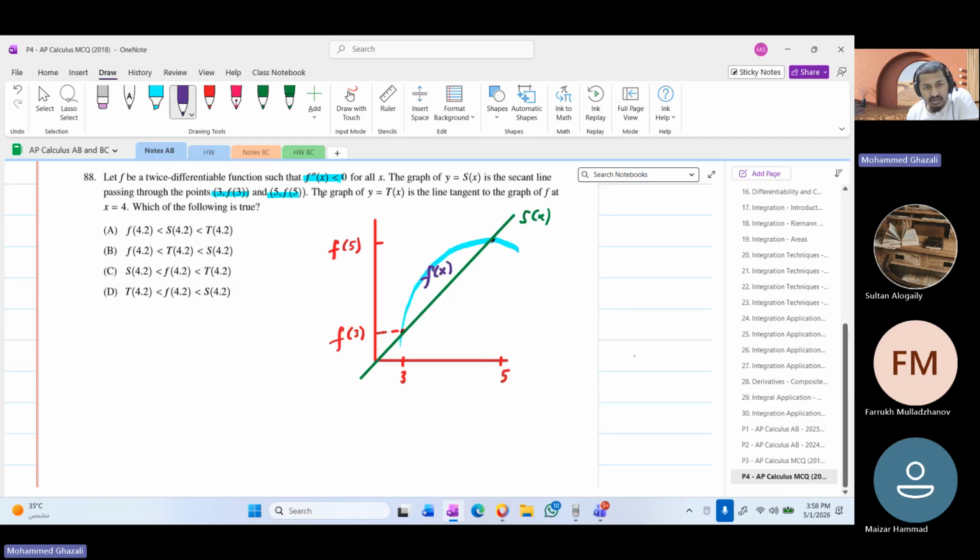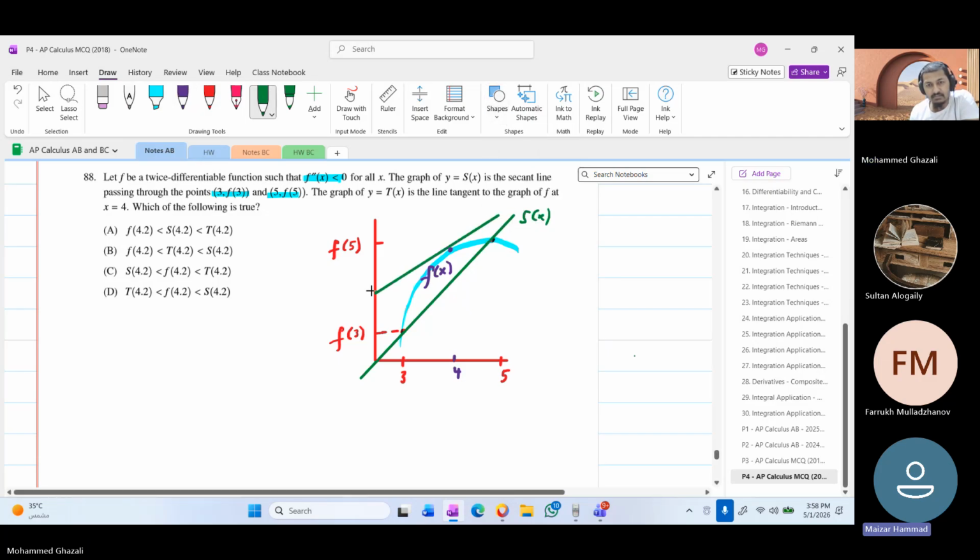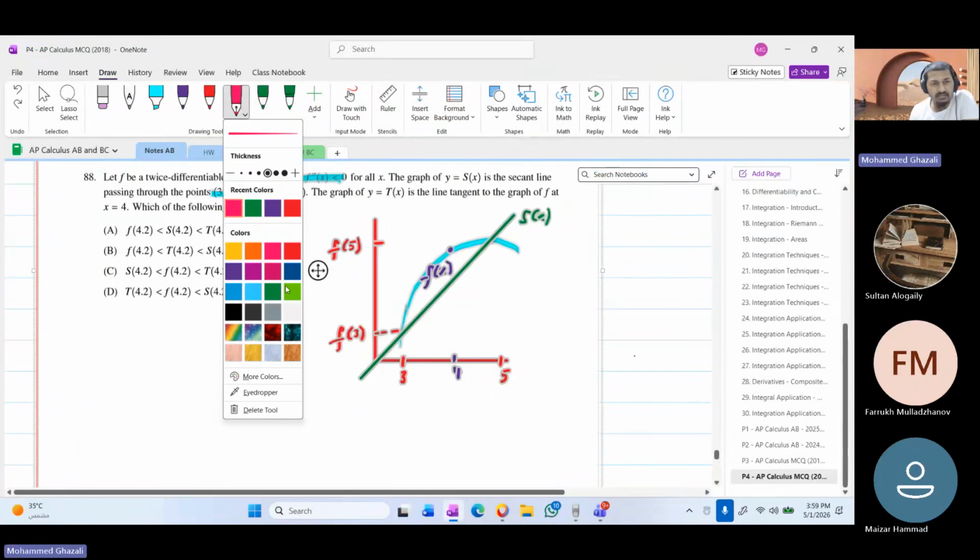And there's another line. The graph y equals t of x is a line tangent to the graph of f at x equals 4. So 4 is here, and if you go there, there's a tangent line. Let's take another color here.